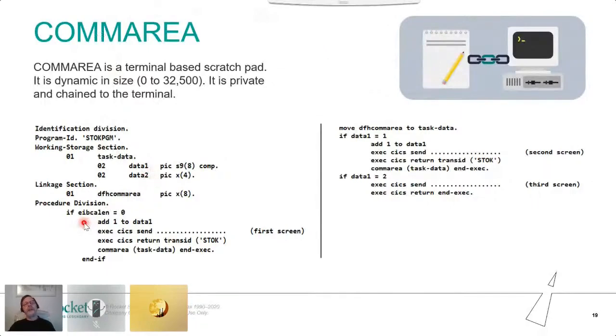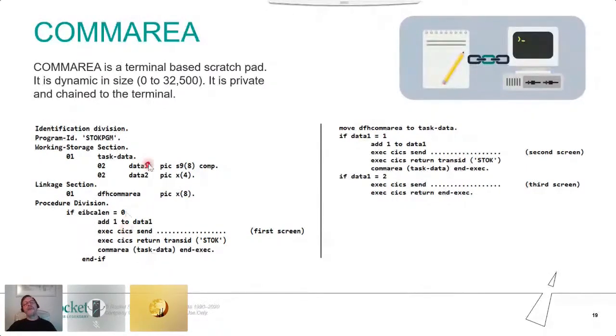Remember I mentioned the EIB? When the EIBCALEN, the COMMAREA length, is zero, you're guaranteed to be the first time through. Because when you first start up, there's never any communication area, because you as a programmer have to set one up. So you can always use IF EIBCALEN equals zero, I know this is the first time through, add one to some data area that I have in working storage, do a send, and then instead of an EXEC CICS RETURN, which is what I was issuing all the time, I'm going to do a return, identify the next transaction I want to run, which could be the same TRANID as this one, but pass it a COMMAREA.